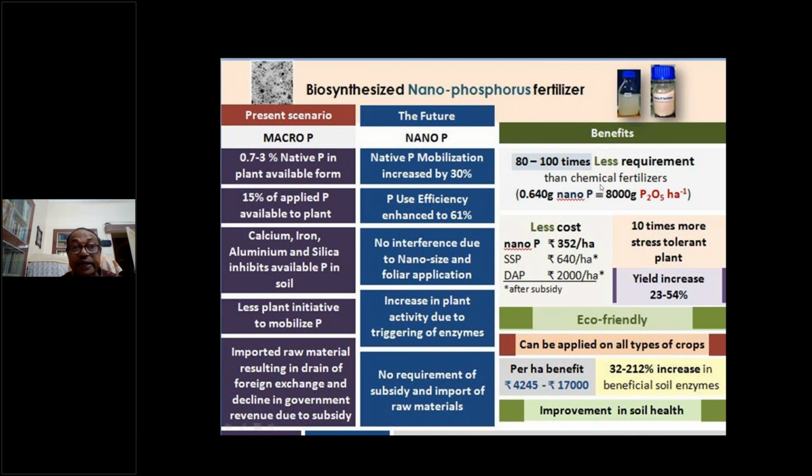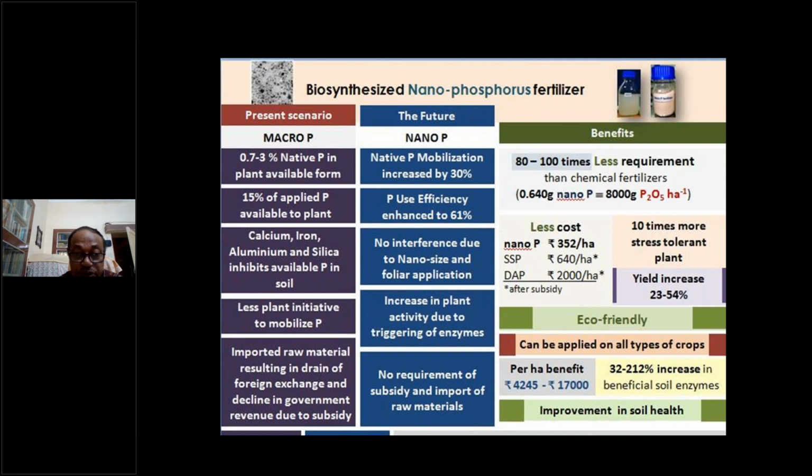So what benefits are we getting ultimately? 80 to 100 times less cost required. You see, we have compared the nano P cost per hectare with the chemical fertilizers SSP and DAP. It is 10 times more stress tolerant, with yield increase of 23 to 54%. It is eco-friendly and can be applied to all types of crops.